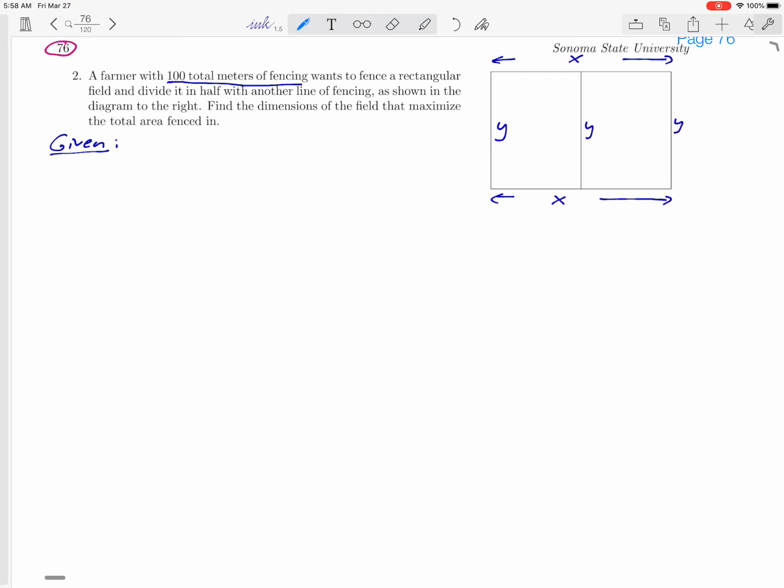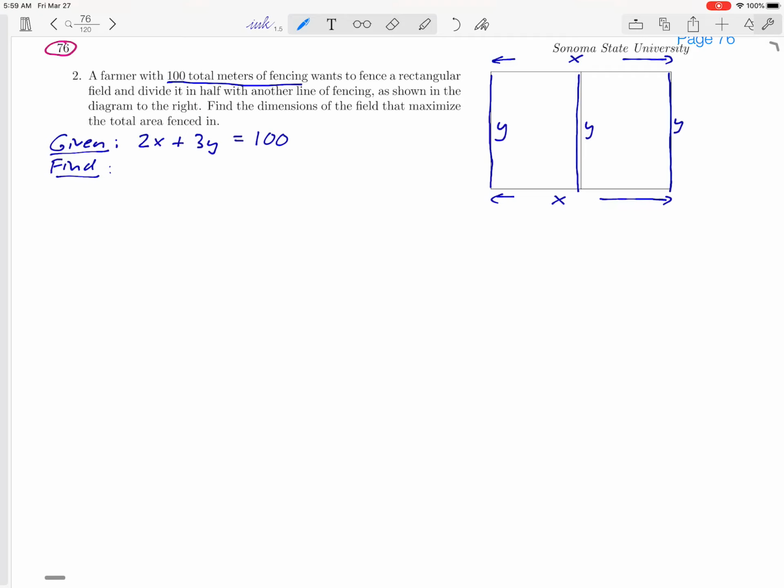Well, again, it's the amount of fencing that they tell us. So we need to look at the picture and see how many different lines of fencing we have. Notice that there are 2 lines of fencing at the top and the bottom of the field. That's x and x again. So there's a total length of 2x of fencing across the top and the bottom. And then we've got 3 vertical lines of fencing here, here, and here. That's another 3y worth of fence. And so all of those lengths have to add up to the total amount of fencing that we have, which in this case is 100 meters. So that's what we know.